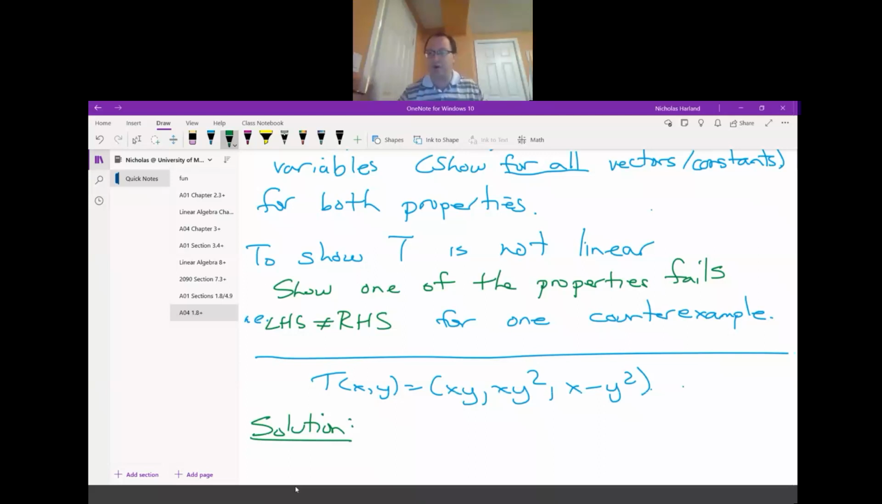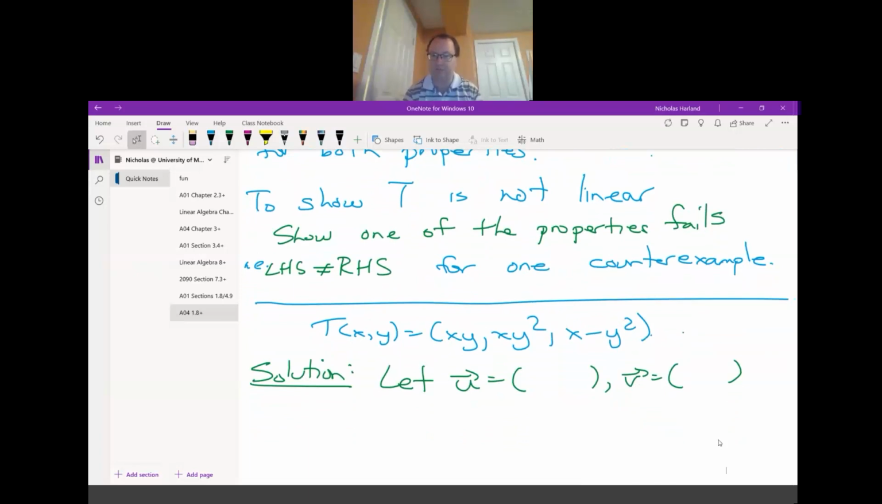Do we want to show the first property fails or the second property fails? The answer to all of these things is it doesn't really matter. We could show either one. So let's try and show the first property fails. In other words, we want to let u equal something with actual numbers, v equal something with actual numbers, and then hope that property 1 fails. So give me some numbers, or I guess they're vectors. Give me a couple vectors to use.